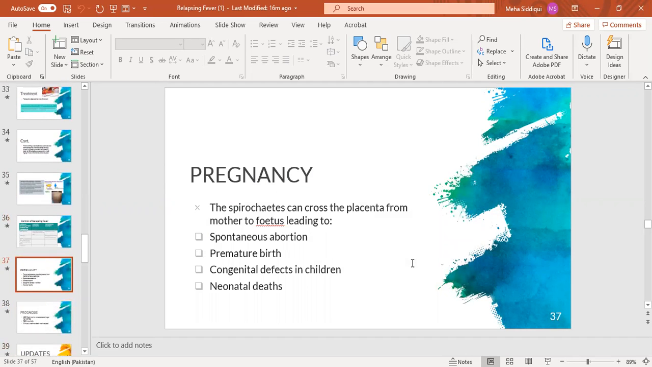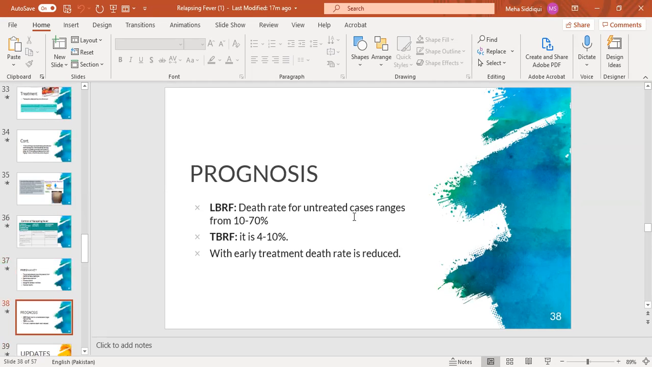Pregnancy. The spirochetes can cross the placenta from mother to fetus, leading to spontaneous abortion, premature birth, congenital defects in children, and neonatal deaths. Prognosis. In louse-borne relapsing fever, the death rate for untreated cases ranges from 10 to 70%, and in tick-borne relapsing fever, it is 4 to 10%. With early treatment, the death rate is reduced.